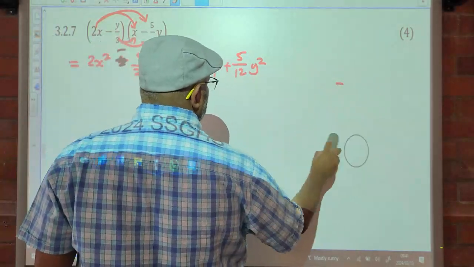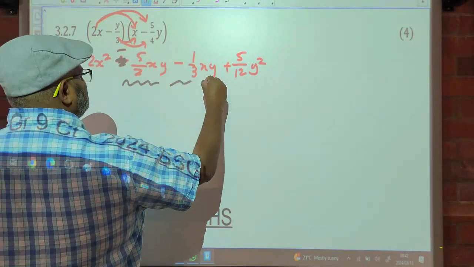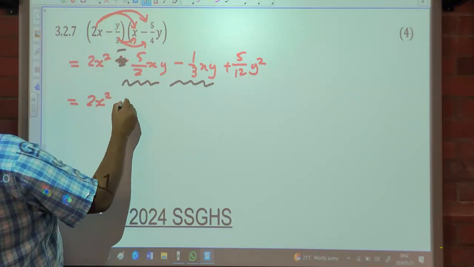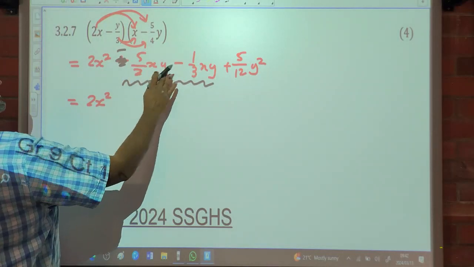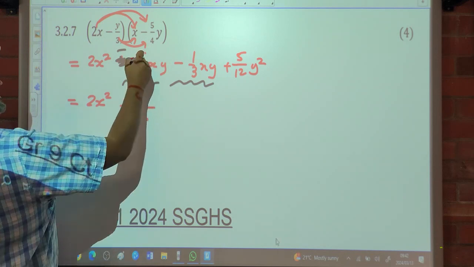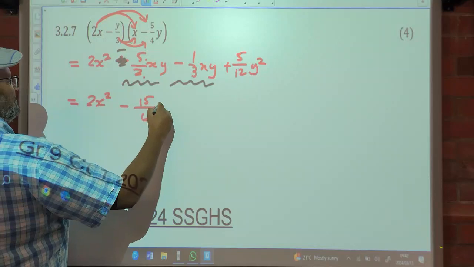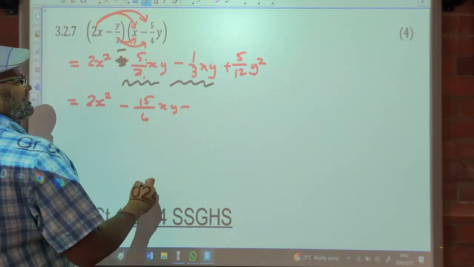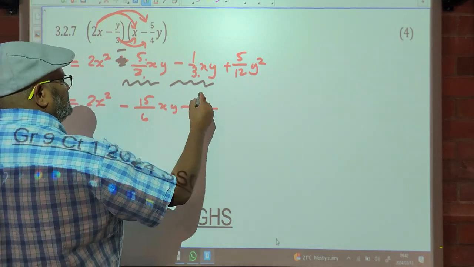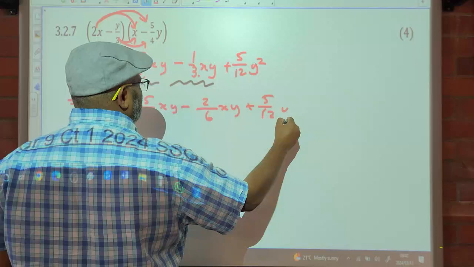So what do we notice now? We have like terms. So it's going to be 2x squared. So what's the LCM here? 6. So it's going to be 6 and multiplied by 3. So I get 15xy minus also 6. I want to multiply by 2. So I'll get 2xy plus 5 over 12y squared.